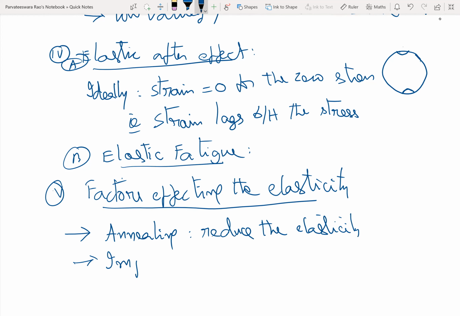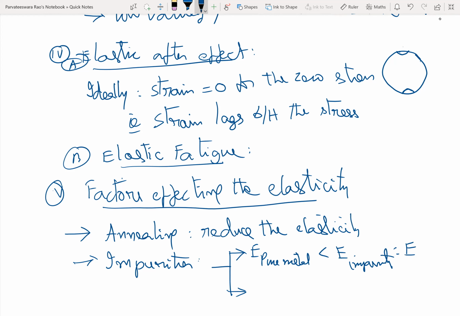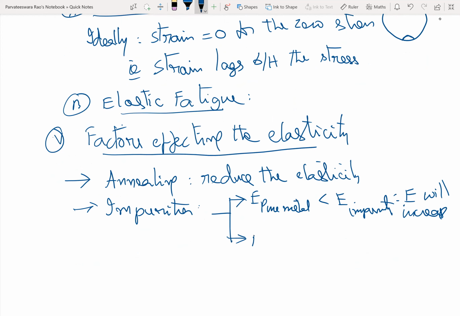Next, impurities. So there are two things. If the elastic constant of the pure metal is less than the elastic constant of the impurity, then the elastic constant will increase. Vice versa, if the elastic constant of the pure metal is more than the elastic constant of the impurity, then the elastic constant will decrease.